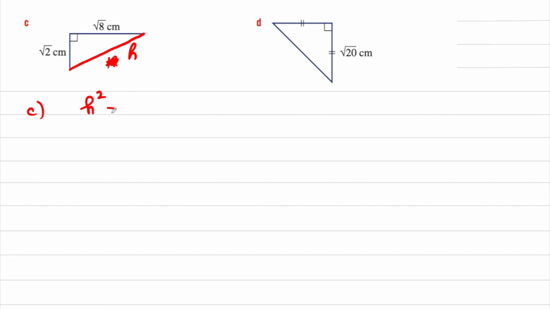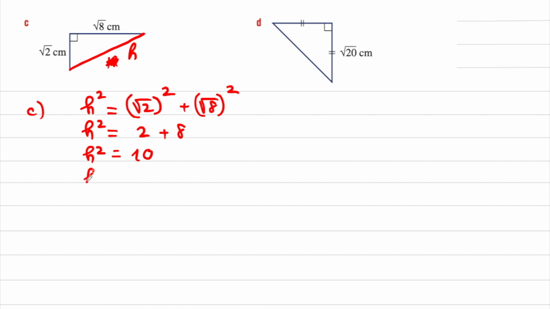H squared for this one will be square root of 2 squared plus square root of 8 squared, and then here is 2, here is 8, and the total will be 10. H squared is 10. This means h equals square root of 10. I will not take the negative square root of 10 because it is the length of the side, so it cannot be a negative number. And I know the value for this side is square root 10.